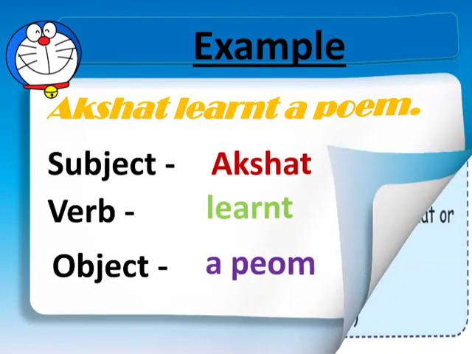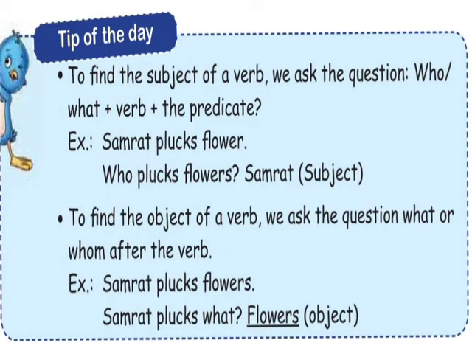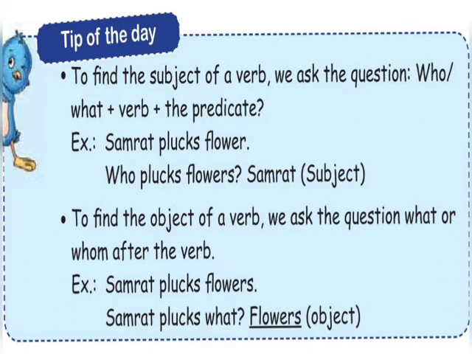Now students, there is a tip of the day. You will easily understand what is subject in the sentence and what is object in the sentence. To find the subject of a verb, we ask the question who or what. Then you will get the answer of subject. For example, Samrat plucks flowers. So, you have to ask who or what. Who plucks flowers? Samrat. So, Samrat is subject.